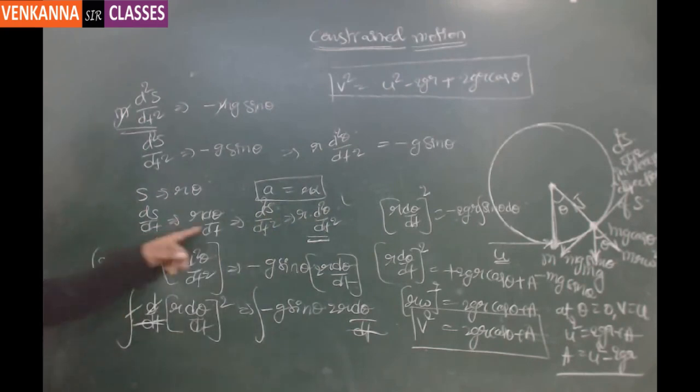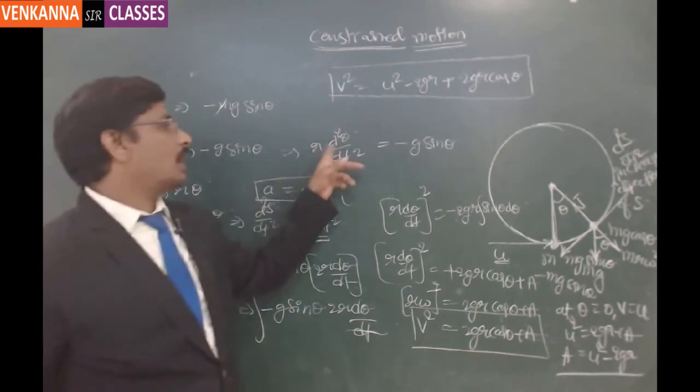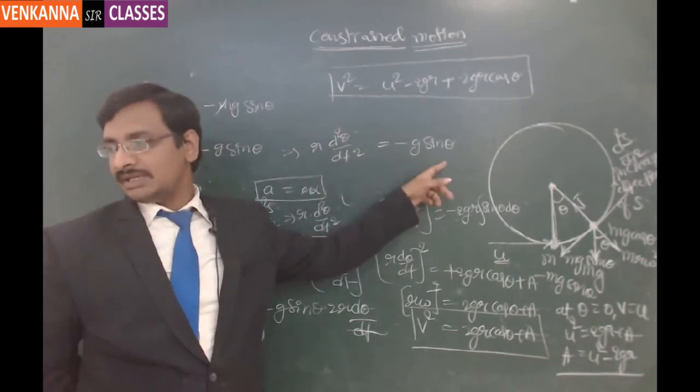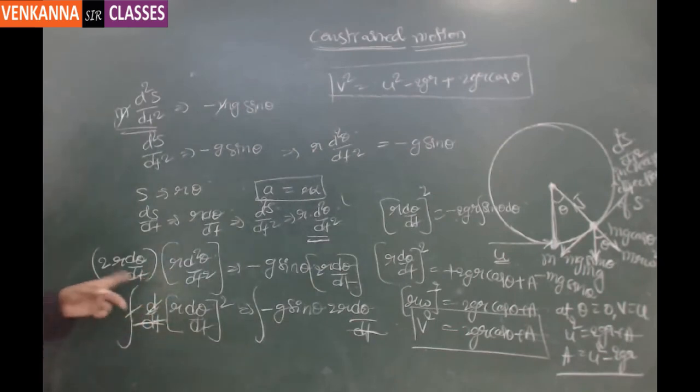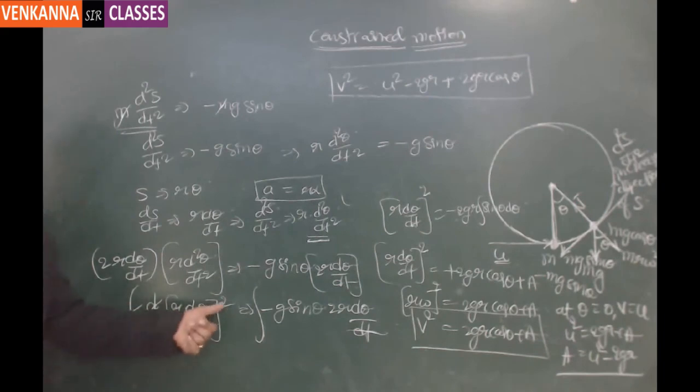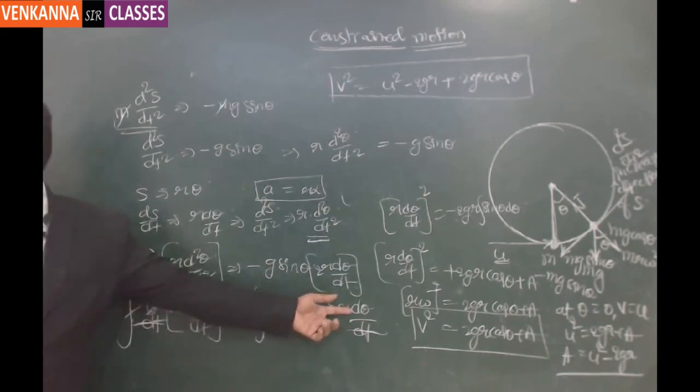Now here, once you substitute, r into d square theta by dt square is equal to minus g sin theta. And this relation you multiply on either side with 2 d theta by dt, with the single reason that you want to solve this differential equation. The solution you can easily get by making it into the exact form by multiplying by this integrating factor. By multiplying this, you made it an exact differential, where d by dt of (r d theta by dt) whole square will be the exact form of it. On the right side, minus g sin theta into 2r into d theta by dt.